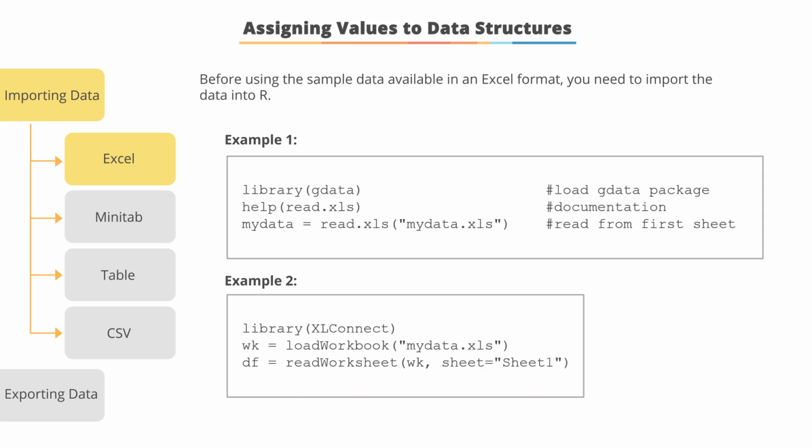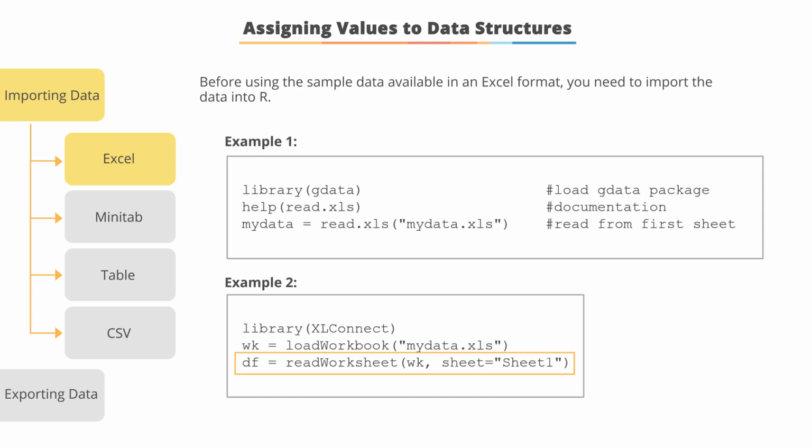The other way to load an Excel file is through the Excel Connect. Again, that's another package. And the function there is called load workbook. Again, we're reading the mydata.xls sheet. And we are also creating a data frame. So as you can see, we're saying read worksheet from this loaded workbook from sheet 1.